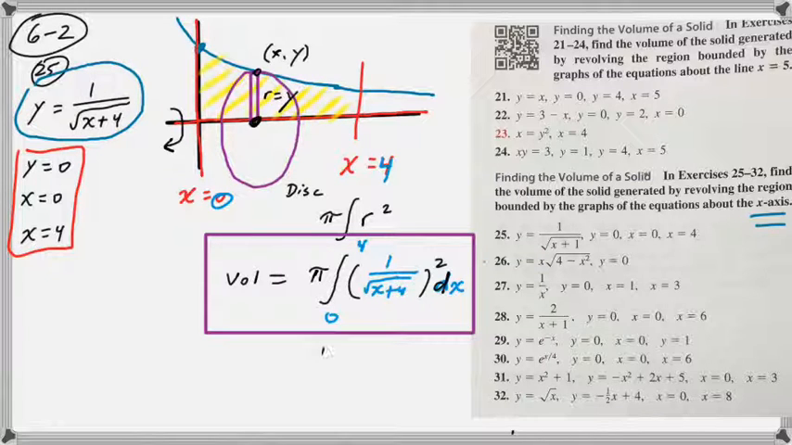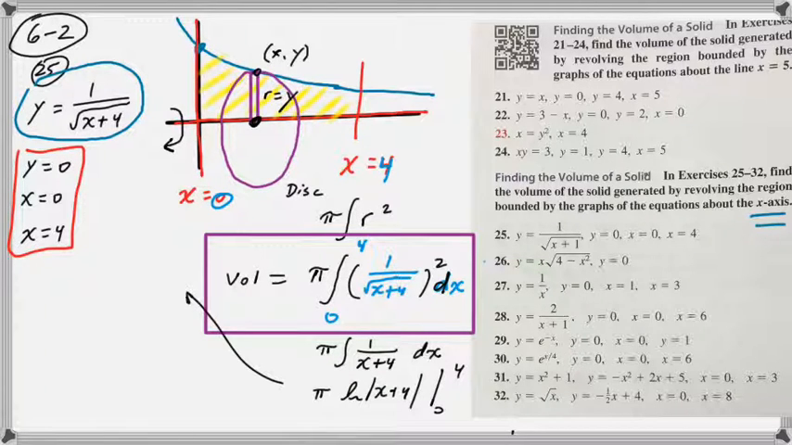Now we're going to evaluate it. When you square 1, you get 1. When you square the square root, you get the radicand. Derivative of the bottom is the top, so it's natural log of x plus 4. We were going 0 to 4, so let me bring it up. Pi natural log of x plus 4.